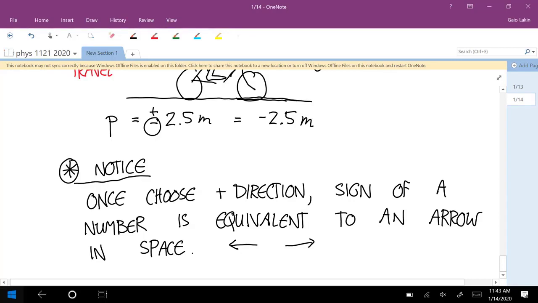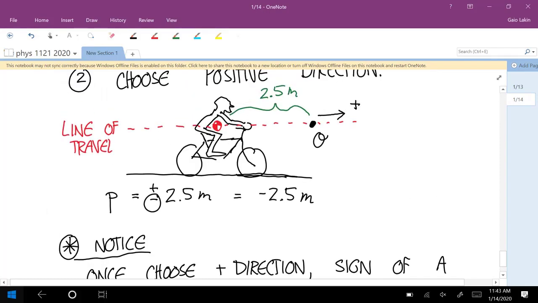Okay. I mean, we're always going to do it with the sign of the number, but I want you to get used to this idea that the sign of that number represents an arrow. They're equivalent to each other. So you could think of this as the position is negative 2.5 meters, or you could think of it as the position is 2.5 meters that way.